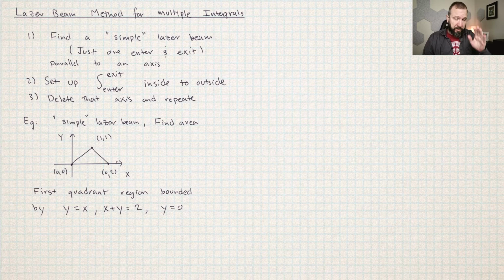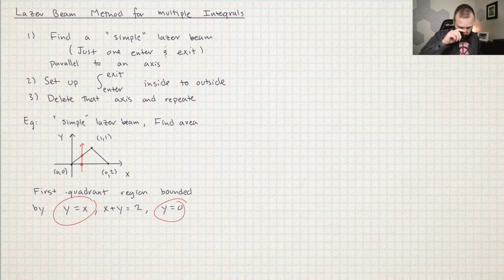I only have two choices. I can either shoot a vertical laser beam or a horizontal laser beam. Let's look. In this problem, if I shoot a vertical laser beam parallel to the y-axis, then that enters at y equals 0 and it exits at y equals x. It's not going to work though because these are not simple laser beams. If I shoot this laser beam over here, then that is going to have a different set of enters and exits. This time, the second one there, it's going to enter at y equals 0, but then it will exit at the other line. So that's not going to work.